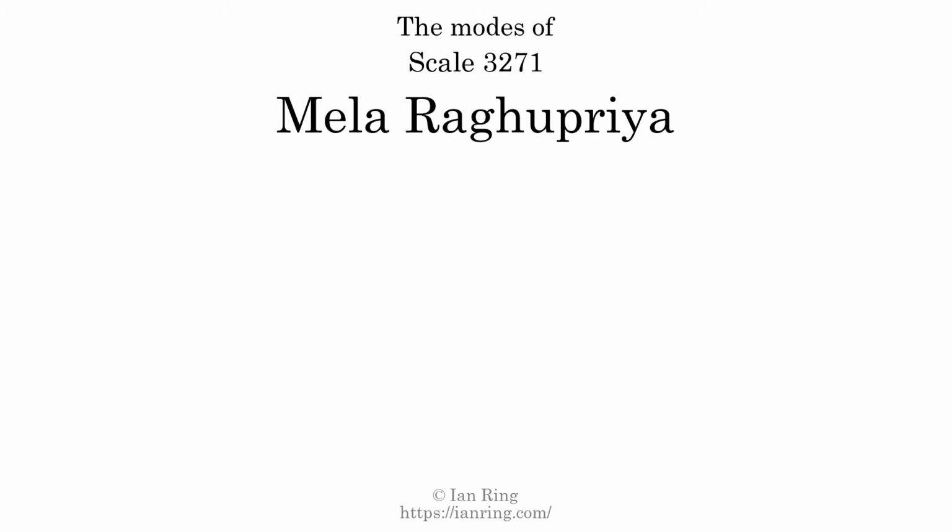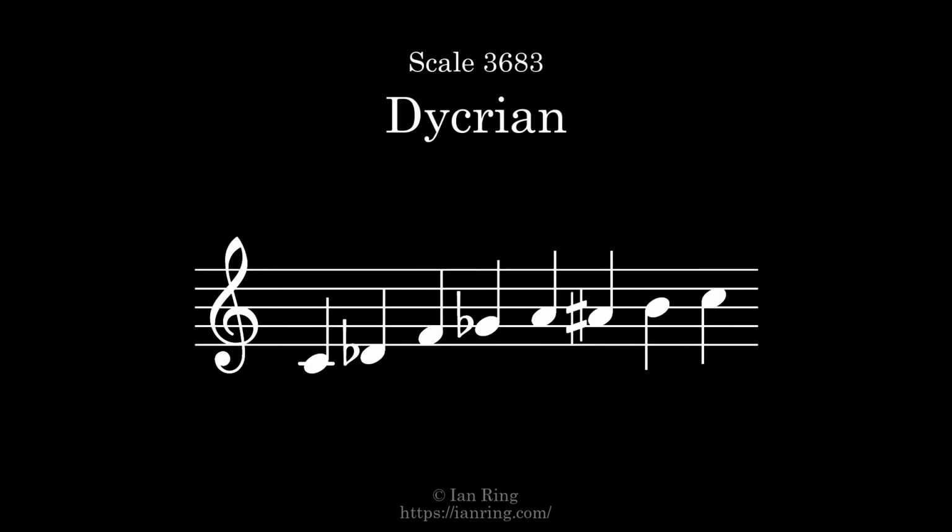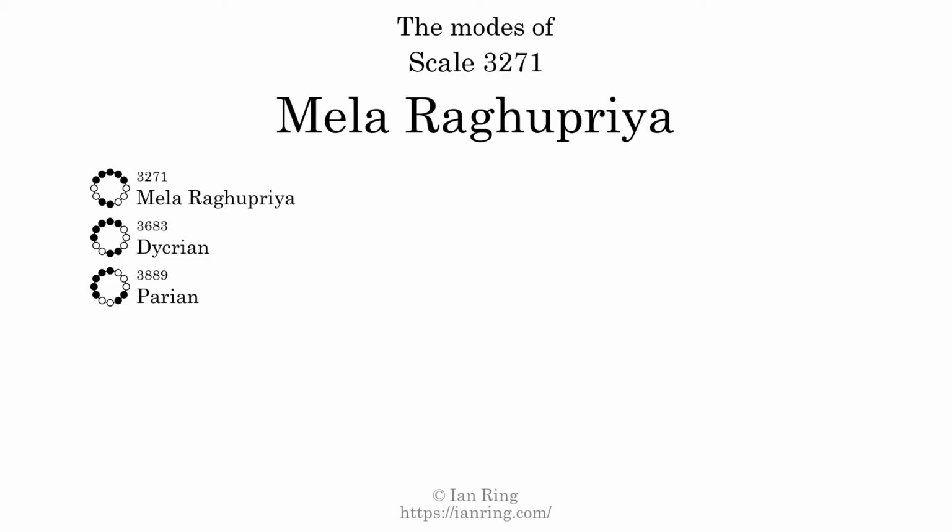This scale has 7 modes. The first mode is itself. The second mode is scale 3683, also known as dicrian. It sounds like this. The third mode is scale 3889, also known as parian. It sounds like this.